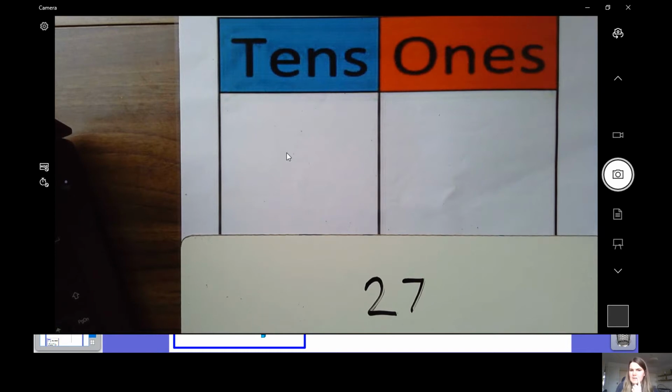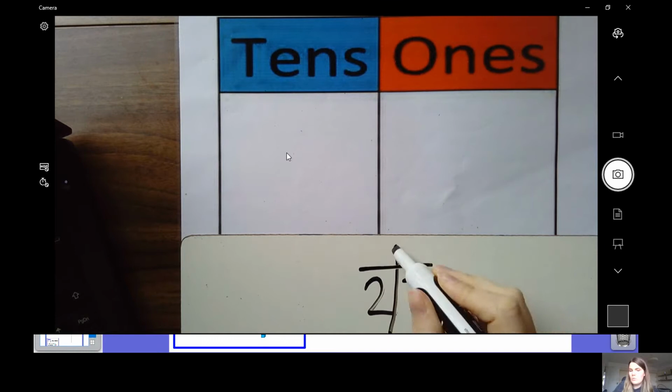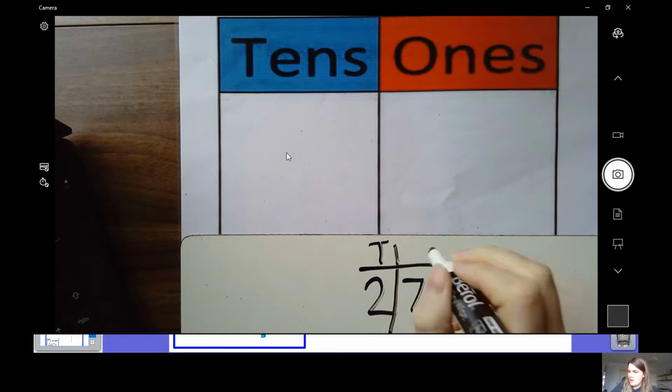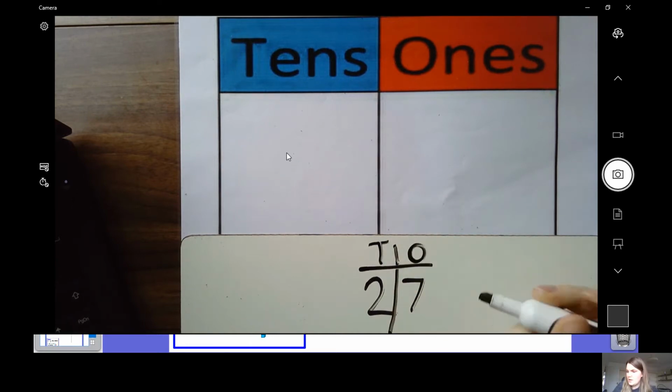I need to represent my tens. How do I know which one is my tens? I can split the number. Very good. Tens are on what side? The left-hand side. So what's on the right-hand side? The ones. Very good. So, what have I got?